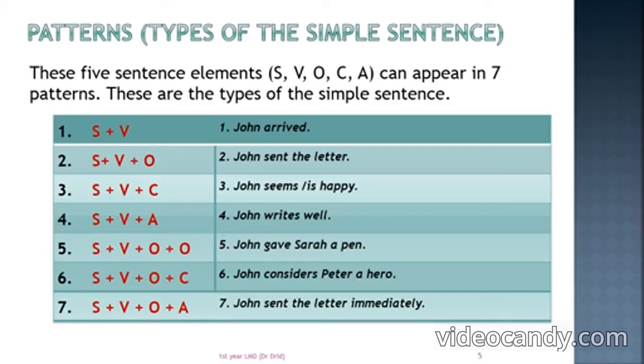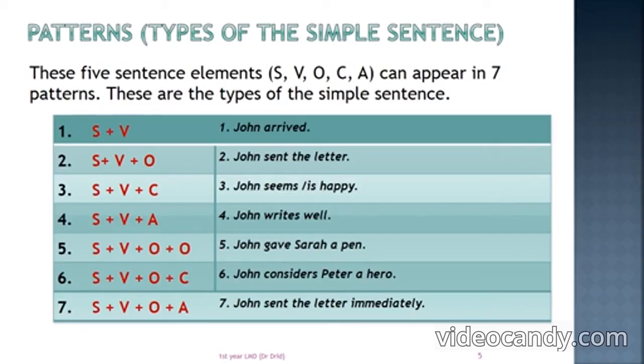4. A subject plus a verb plus an adverbial. This is type 1 plus adverbial. John writes well. Number 5. Subject plus verb plus object plus object. Here, this is a sentence with two objects, a direct and an indirect object. John gave Sarah a pen, or John gave a pen to Sarah.